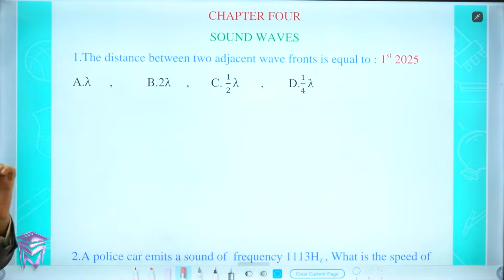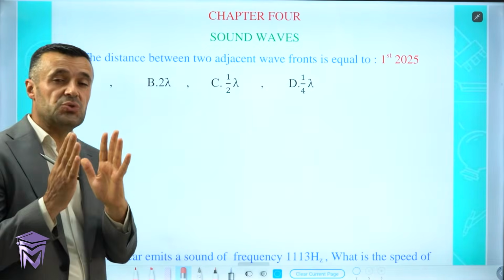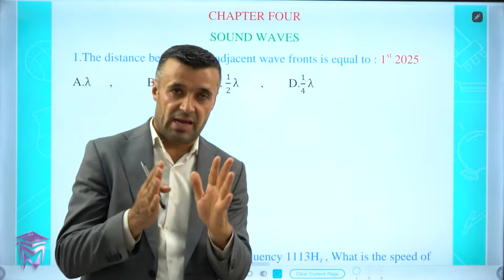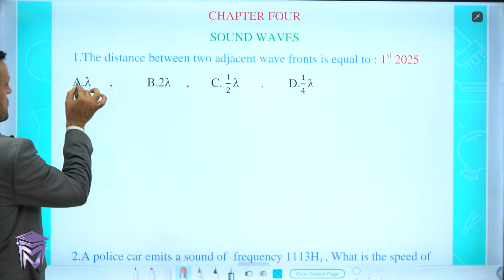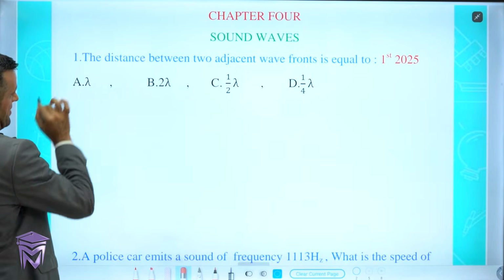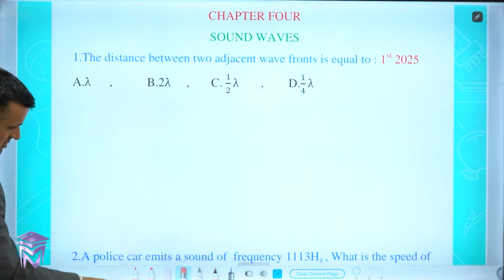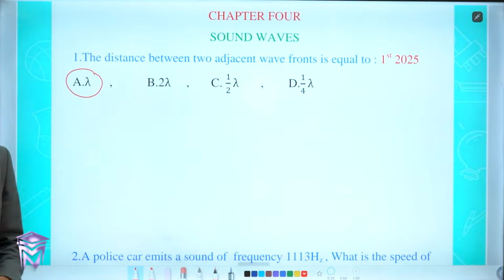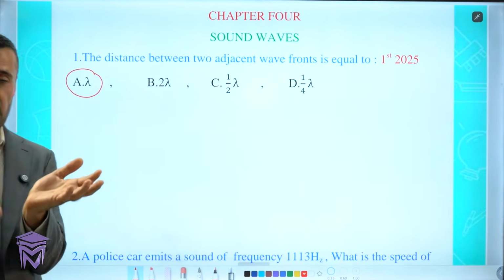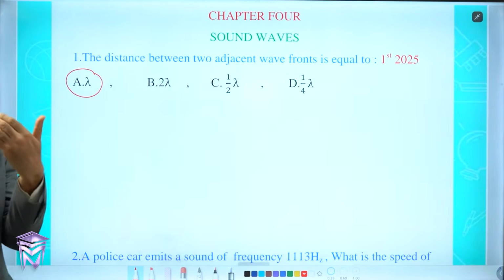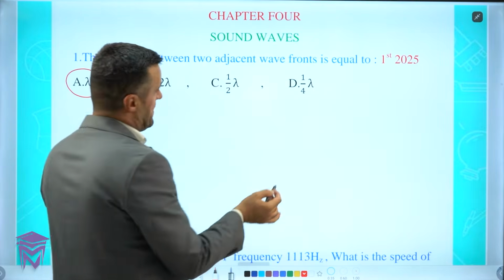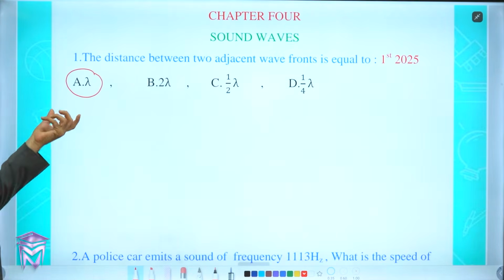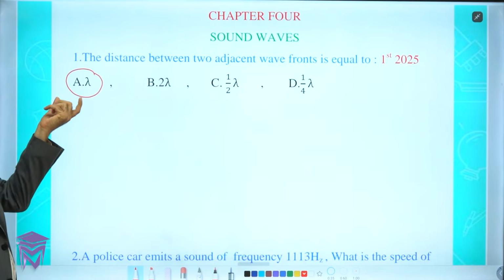We have an important note. The distance between two adjacent wavefronts of sound equals what? 1 lambda. The correct answer is option A. But how do you know? We have to explain. What do you know? You can select A.